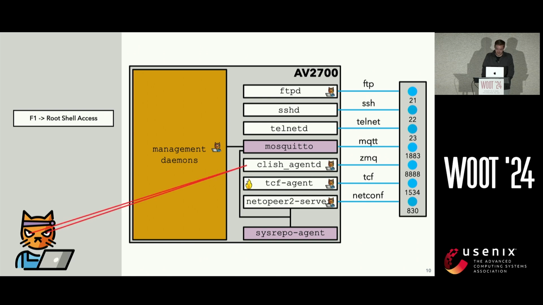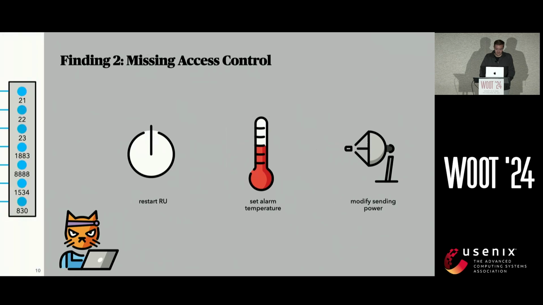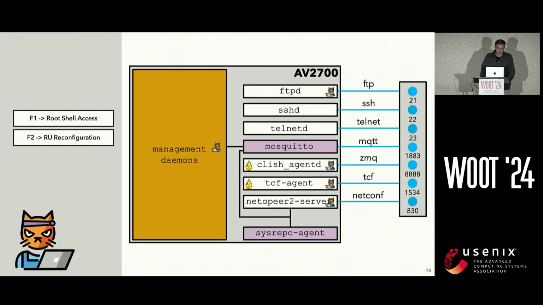Next, we focused on the Sealish agent. That's actually a more convenient way of accessing the configuration of the radio unit. It's custom written, but it does everything that is mandated in the standard. And with this Sealish agent, you can restart the RU. You can set vital parameters like the alarm temperature, and you can modify things that also affect the users, for example, the sending power. So I'll just quickly summarize: this is a security problem. You can reconfigure the RU. This can lead to denial of service and can also affect users.